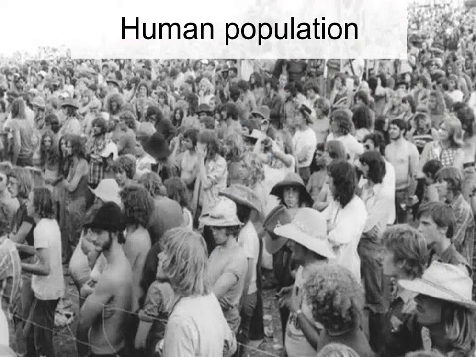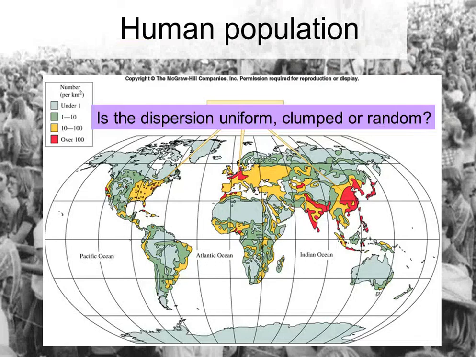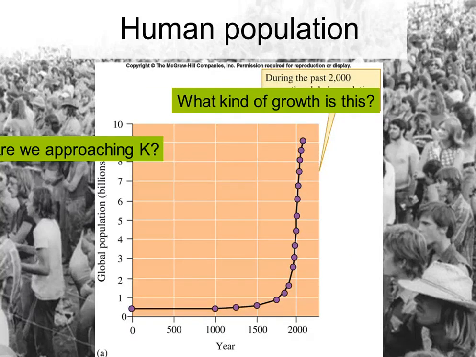Let's look at the human population really quickly. Is this dispersion of people clumped, uniform, or random? What do you think? And look at this, what are we looking at here? What kind of growth is that called? So think about that. Think about if we're reaching our carrying capacity. If we look at humans as a species, there's some interesting things that we can think about.